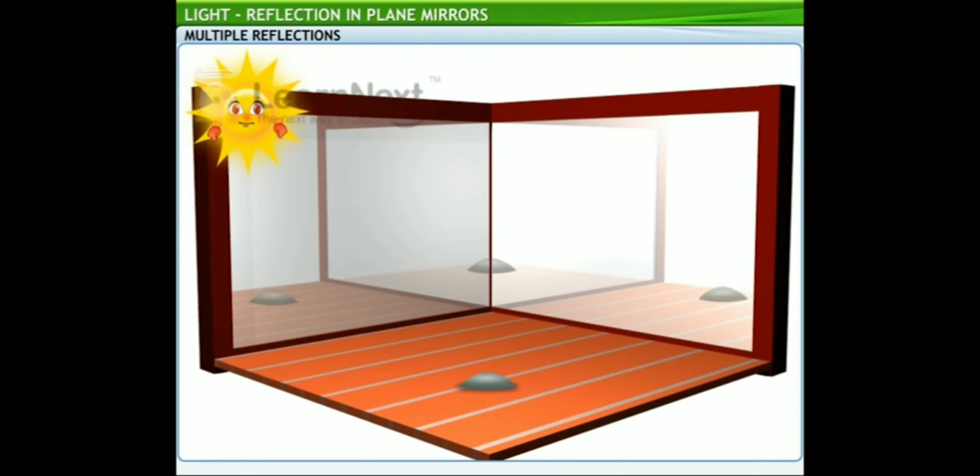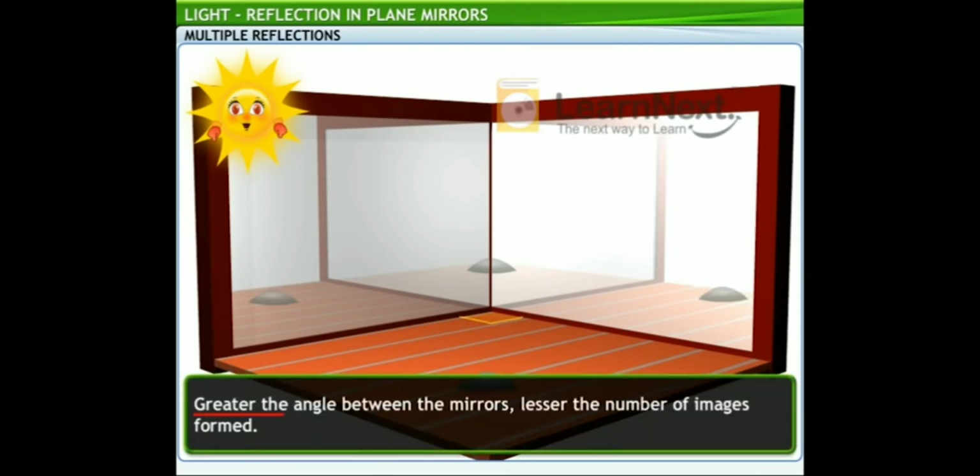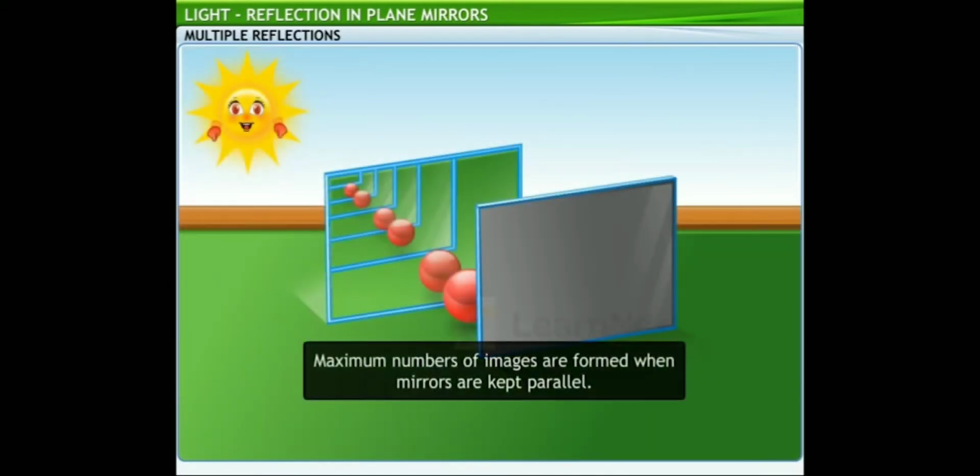Yes, one is the shell and the other three are its images. That's a result of multiple reflections across two mirrors. But why only 3 images this time? The number of images depends on the angle between the mirrors. The greater the angle between the mirrors, the lesser the number of images formed. Therefore, infinite images are formed when mirrors are kept parallel.